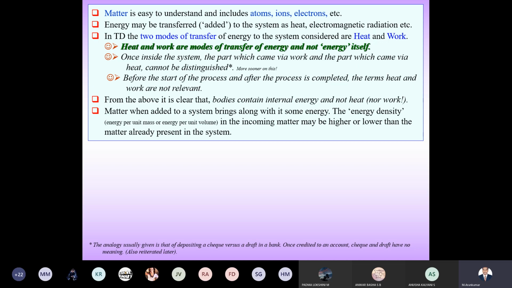So we are adding mass, adding matter into an already existing system. The system has its own internal energy, but the mass we add will have its own internal energy. So we are adding internal energy to the system, and then the system will gain internal energy again. So we don't need to bother about whether the added matter has higher or lower internal energy than the system.